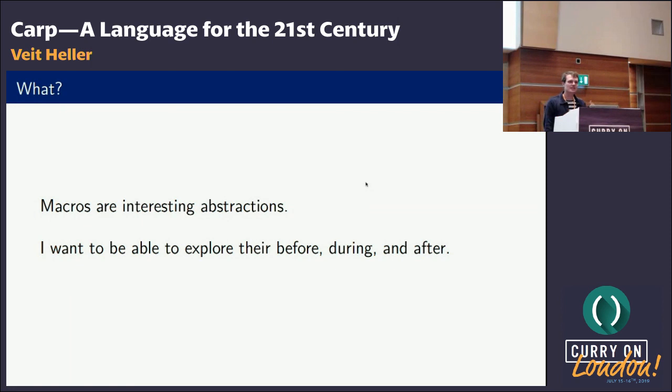Lisp macros are incredibly powerful. Because of the homoiconicity, they're super simple to write. You can disagree with me on this, but I feel they're very easy to write.